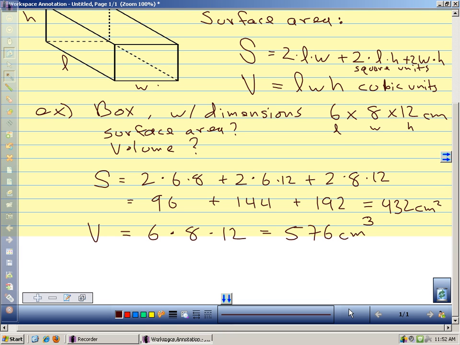So this is something that we're all relatively familiar with. We've all found surface area and volume of boxes before. But this formula is one that we can use. If you remember this formula, you can use it. Otherwise, just remember you're adding up all the sides, adding up the areas of all the sides. Questions on that part?